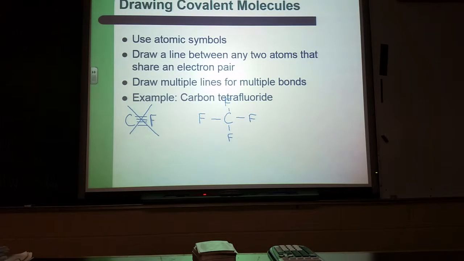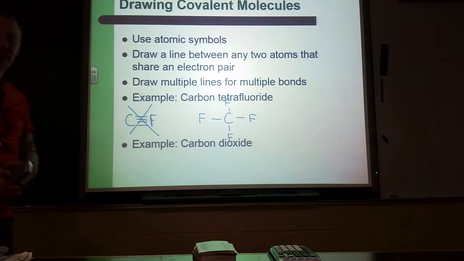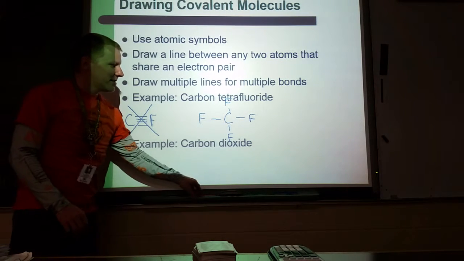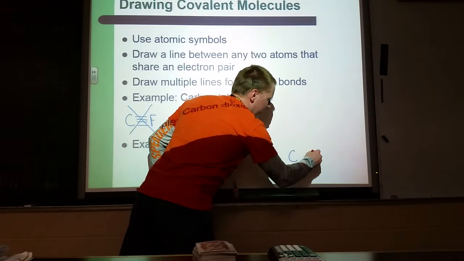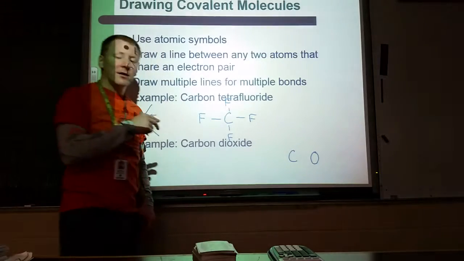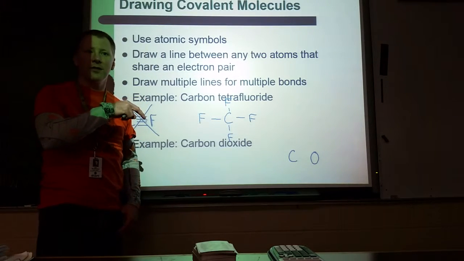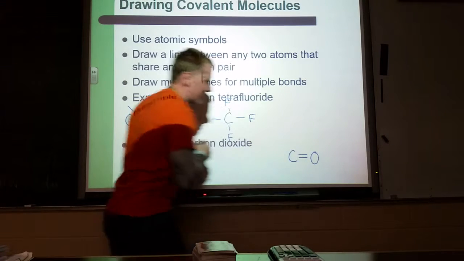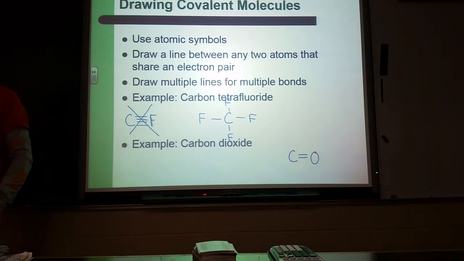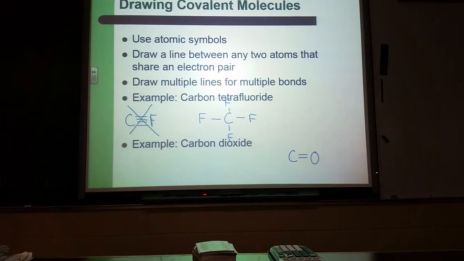I'll give you a moment to catch up before we do the second one. Our second example that we saw was carbon dioxide. We're going to, again, draw it in the same sort of orientation. We have a carbon, we had an oxygen over here, and this was sharing 2 pairs of electrons. So we draw 2 lines. This is called a double bond. It shows that the carbon and oxygen are sharing 2 pairs of electrons between them.